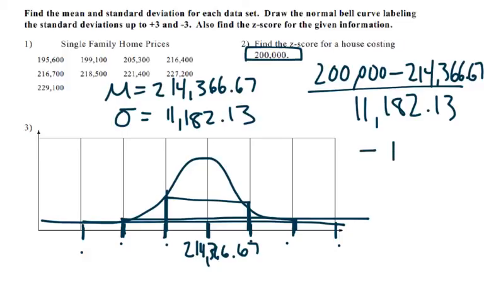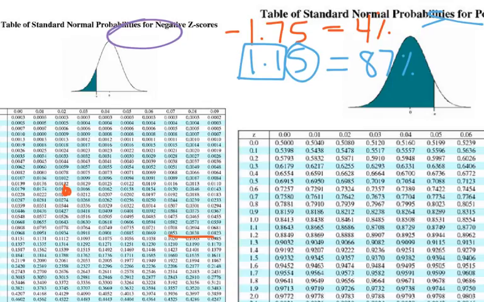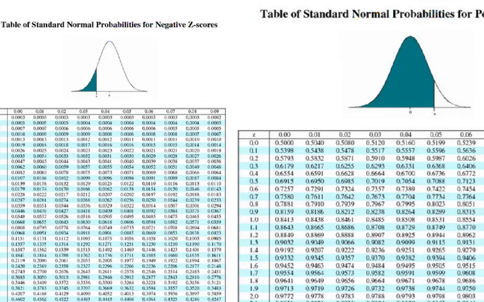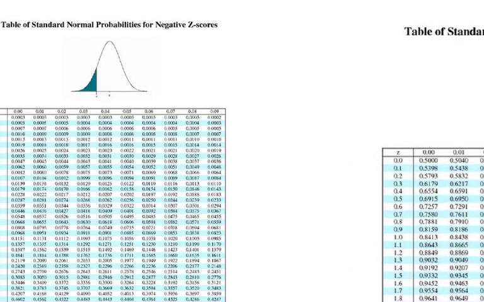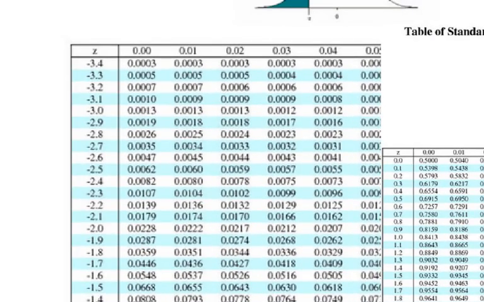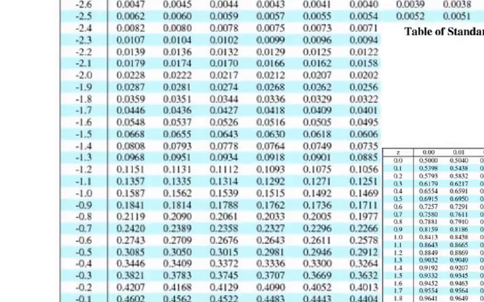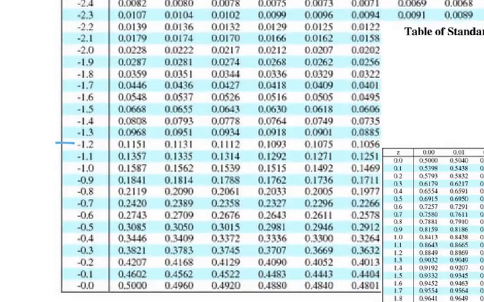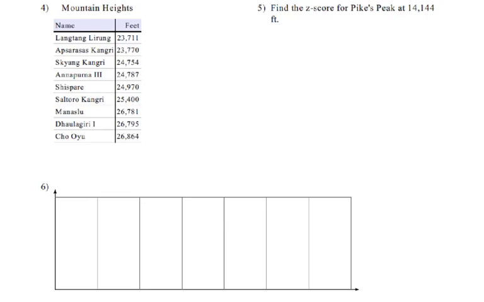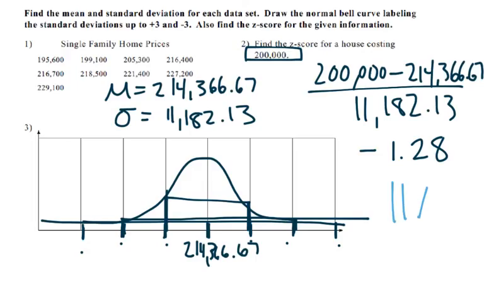We get negative 1.2847, so negative 1.28. So we go to that slide and go down to negative 1.2, and then across to 0.08. So we're right here, basically 11.3%. What that tells us is our house is cheaper. Only 11% of the houses are cheaper than our house.